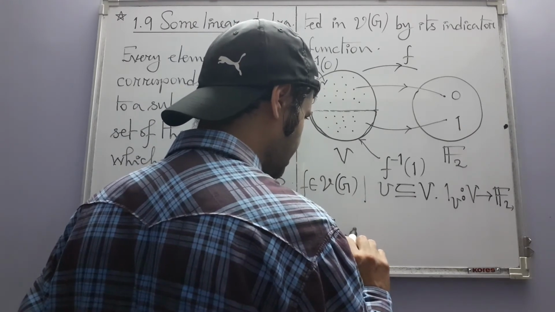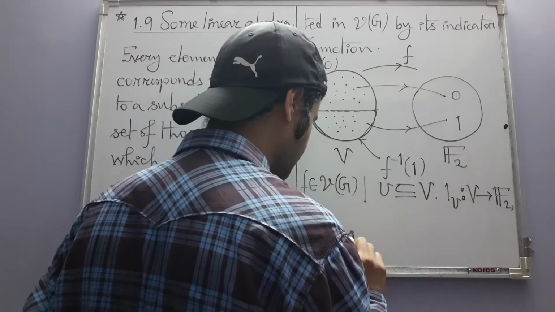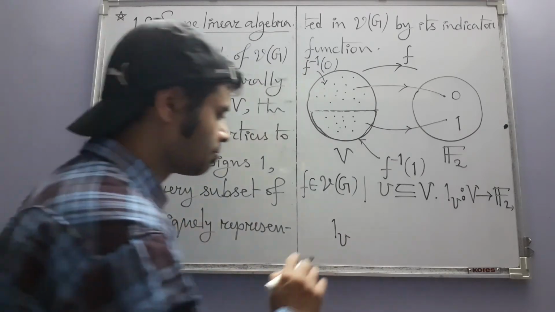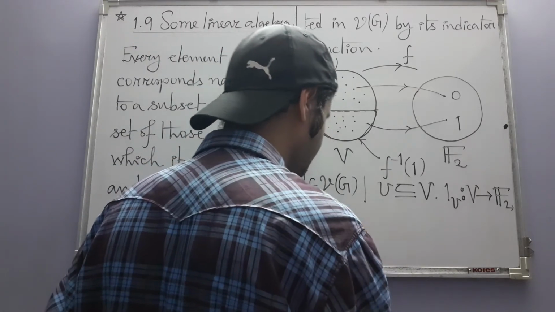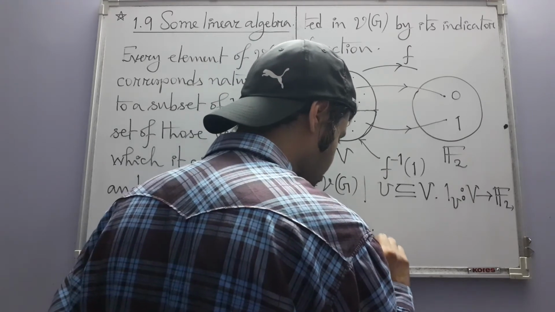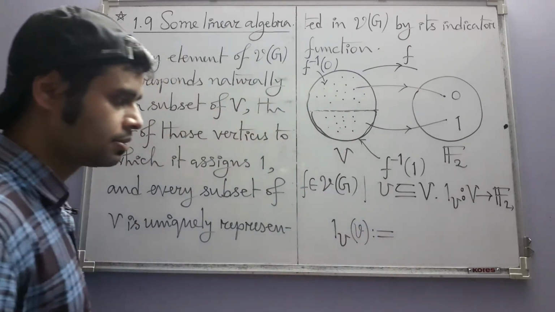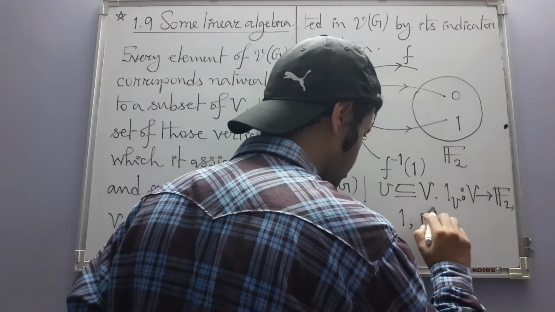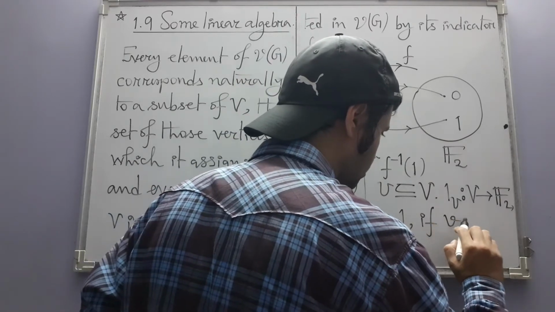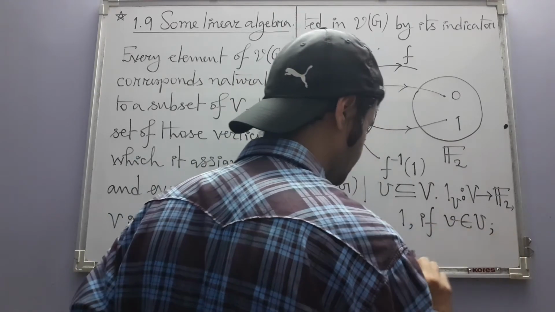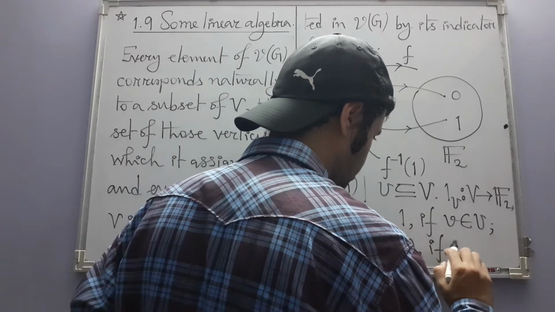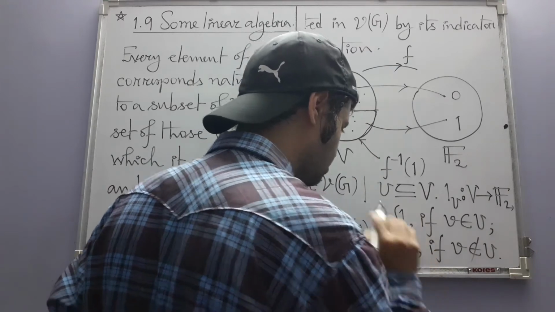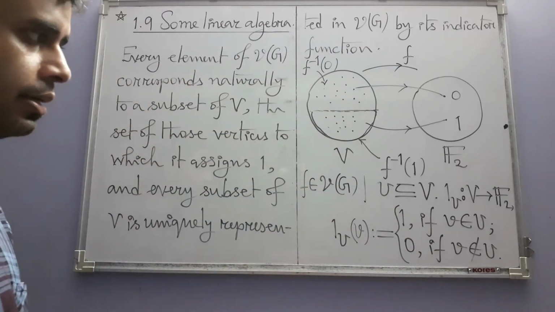The value of the indicator function, and because we are having a vertex at V, if you want you can write Vi here, but let's not make matters complicated. Let's just simply write V. The value of this function at V is equal to 1 if V belongs to U and 0 if V does not belong to U. Okay, so that is the indicator function of U.